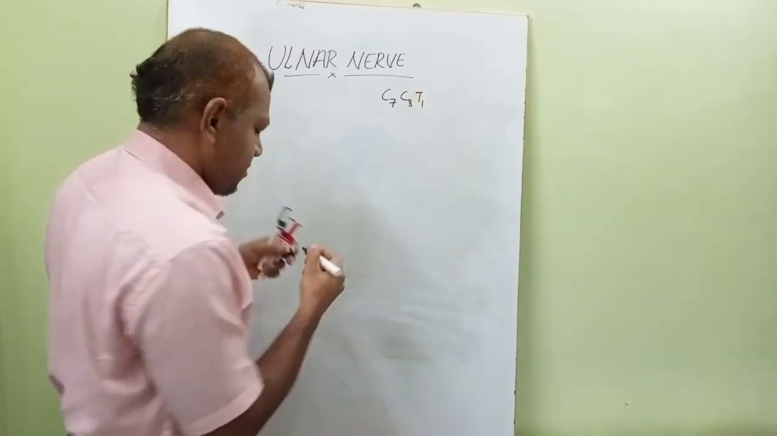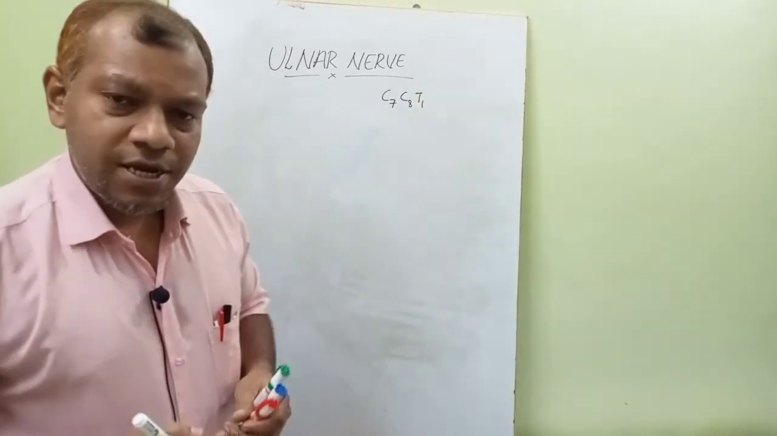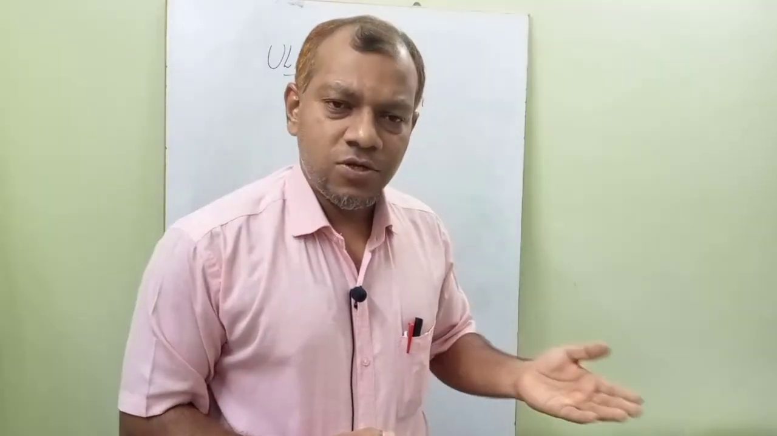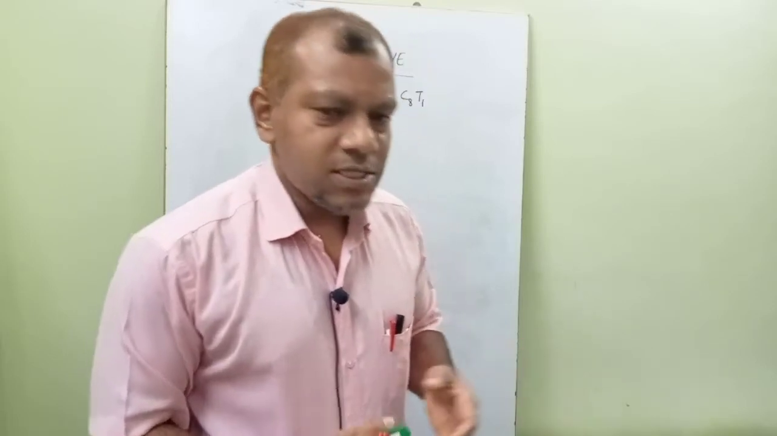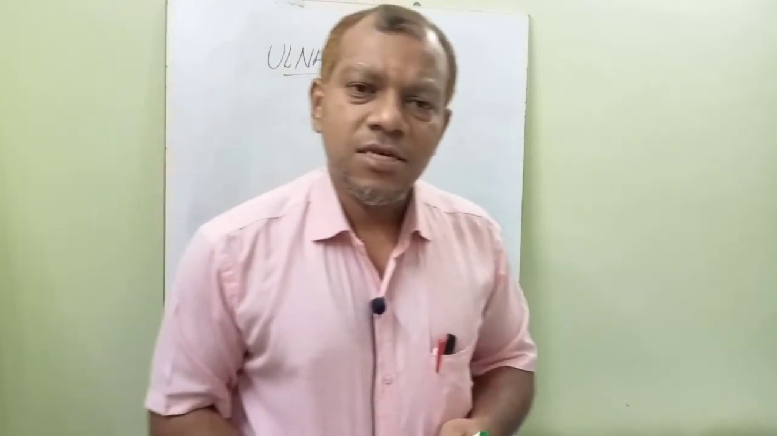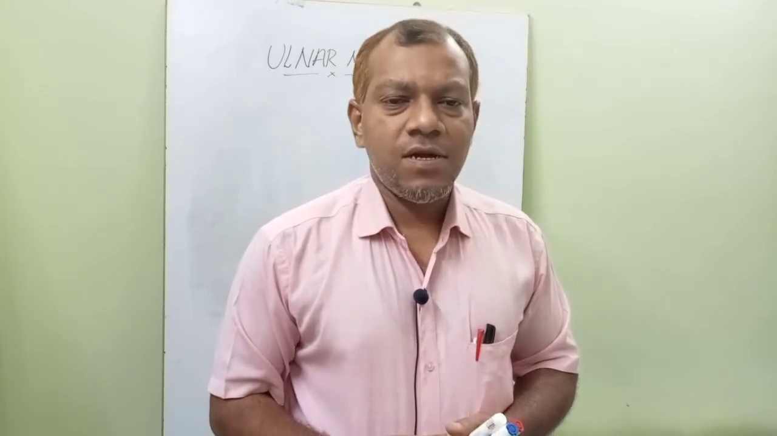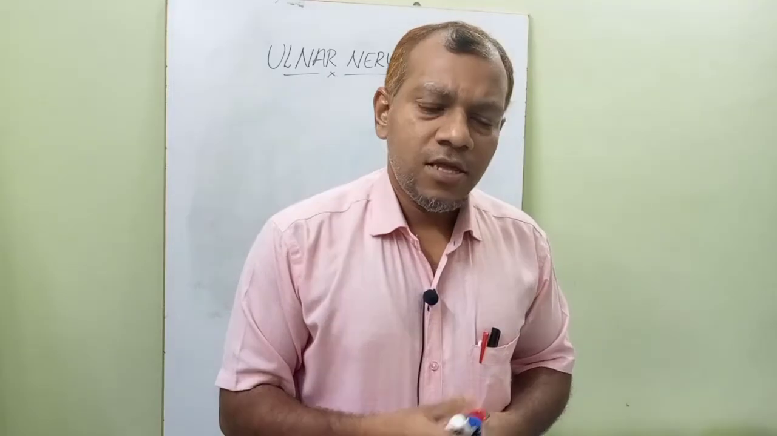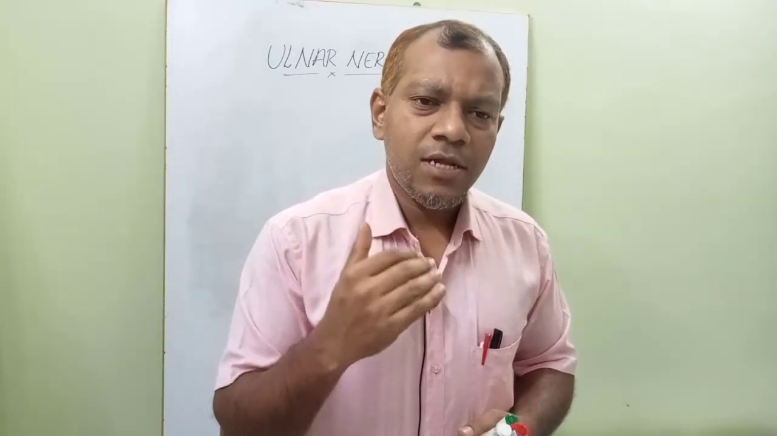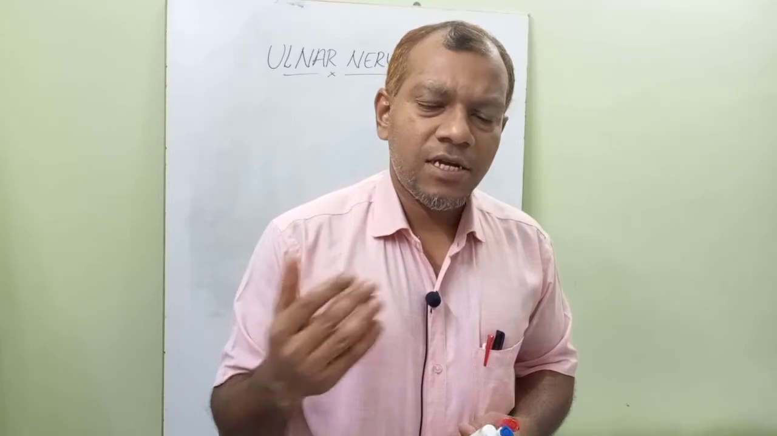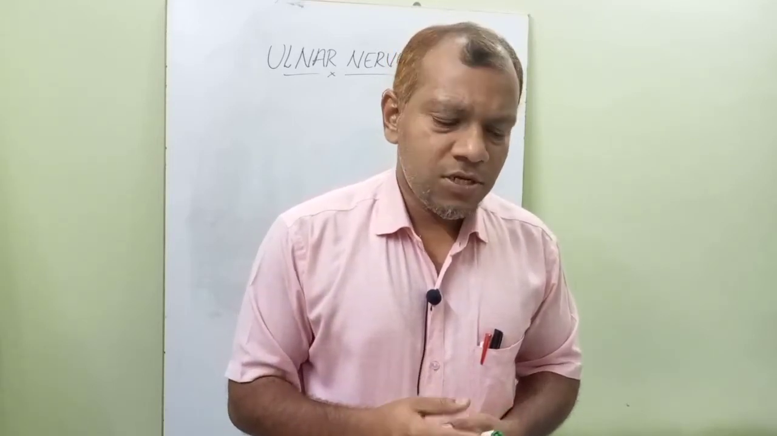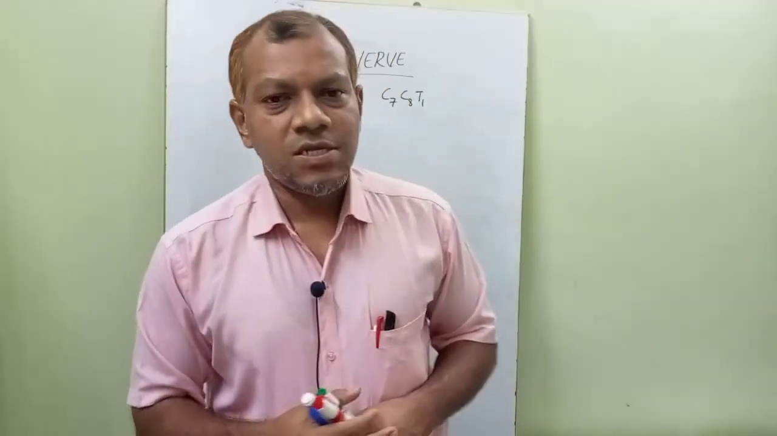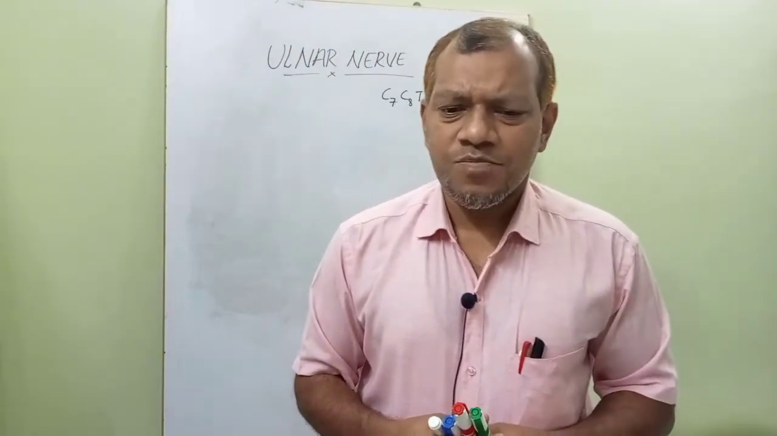As you all know, if you go through the brachial plexus formation, the roots C5, C6 join and form the upper trunk, and C7 extends as the middle trunk. C8 and T1 join with each other and form the lower trunk. Then every trunk, upper, middle and lower, divides into two divisions, anterior and posterior. In that process, the lower trunk also divides into two divisions, anterior and posterior.